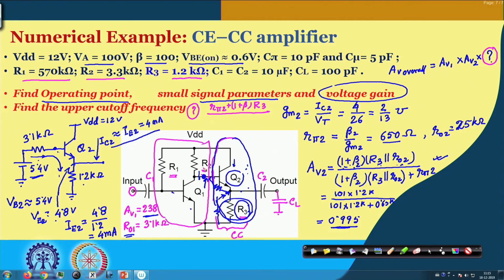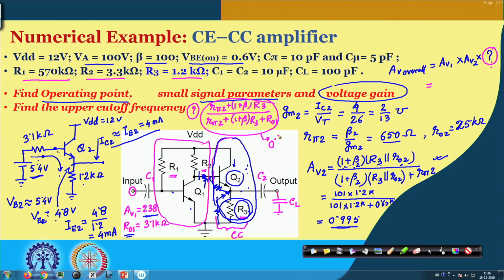which means I have to consider the output resistance of the first stage. So, this divided by R pi 2 plus 1 plus beta into R 3 plus R O 1. So, this is the attenuation factor. If you put the values here, this factor is approximately coming very close to 1.